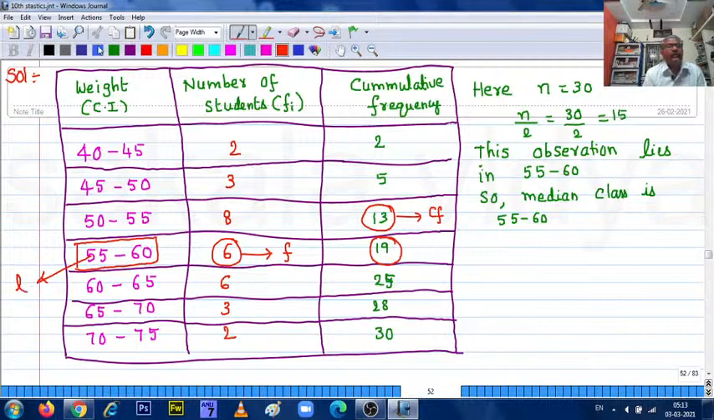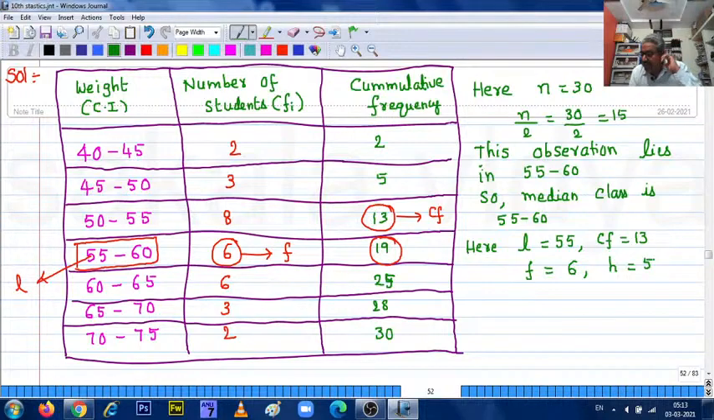So here write down now. L equals 55. Next, CF is equal to 13. F is equal to 6. Then we need to find n by 2, which is 15, so n is equal to 30. Now write down h, the size of the class: 60 minus 55, or 45 minus 40, is 5. h is equal to 5.